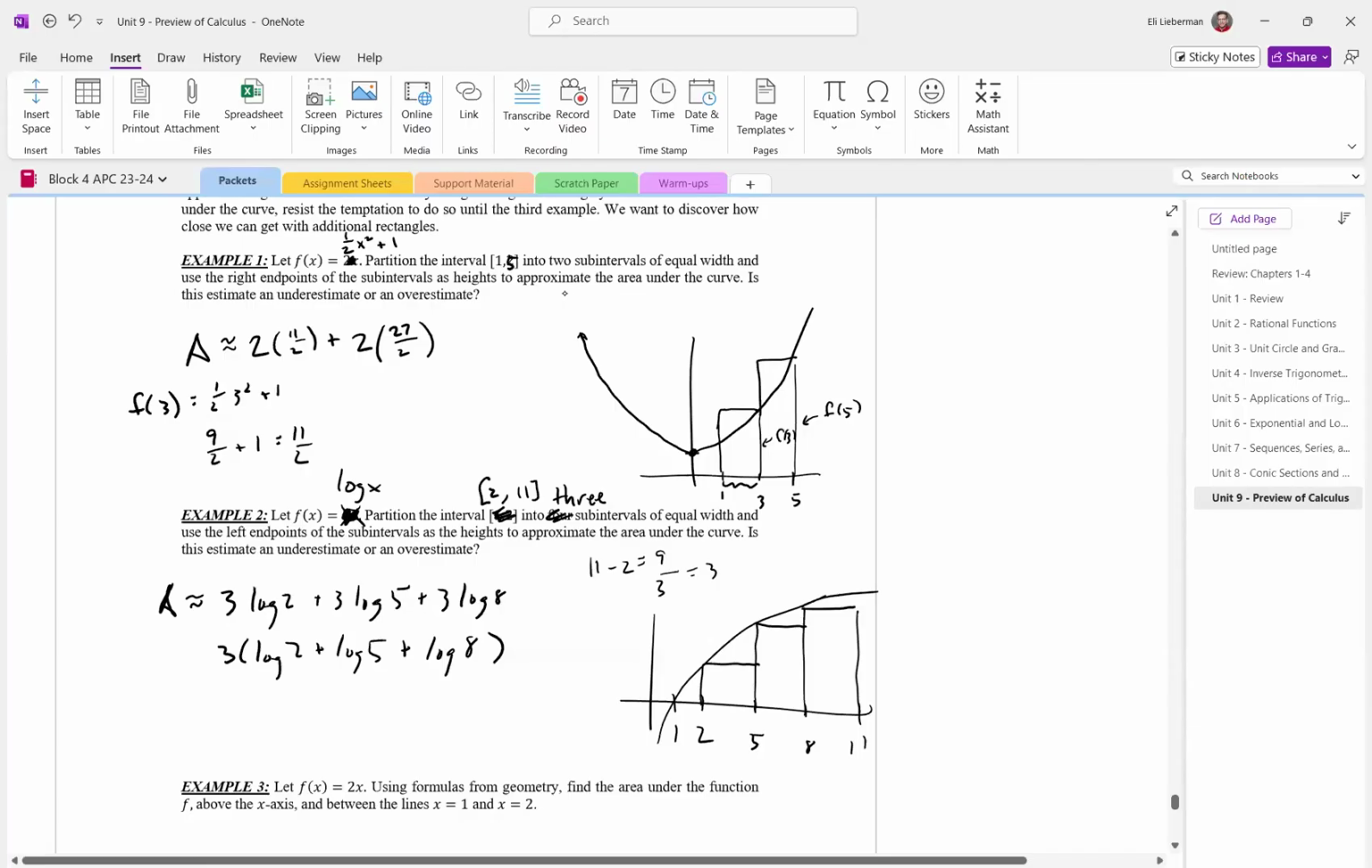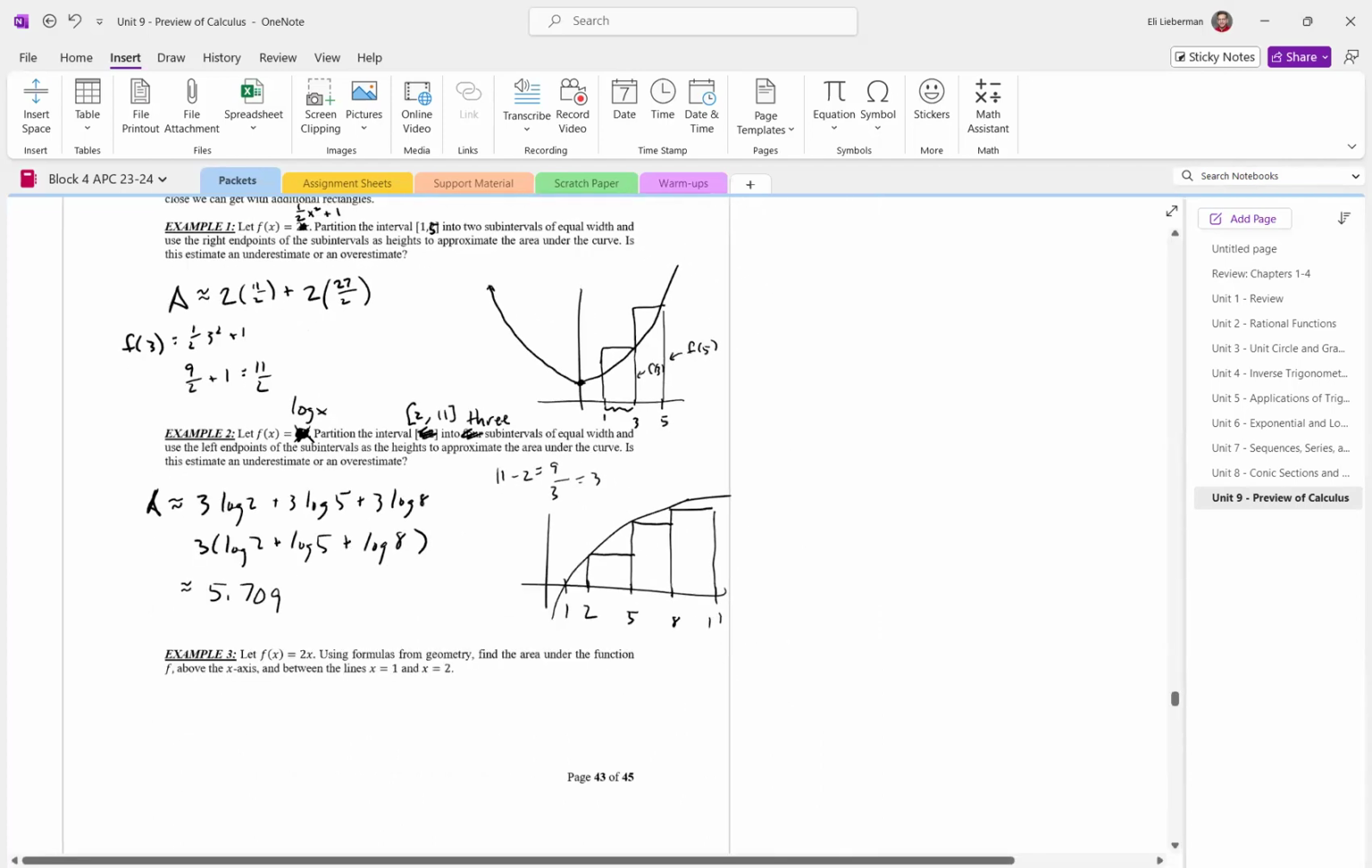Here we are. So what was the approximation to 3 decimal places? 5.709. Yeah. Yay. Over approximation or under approximation? Under. Under approximation. Cool.